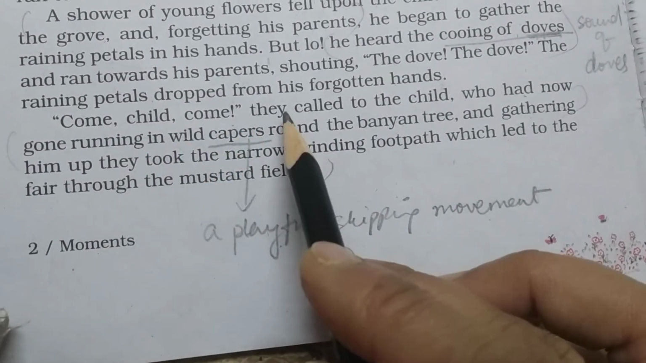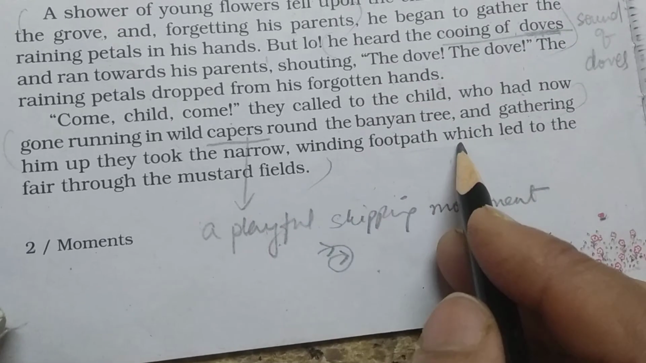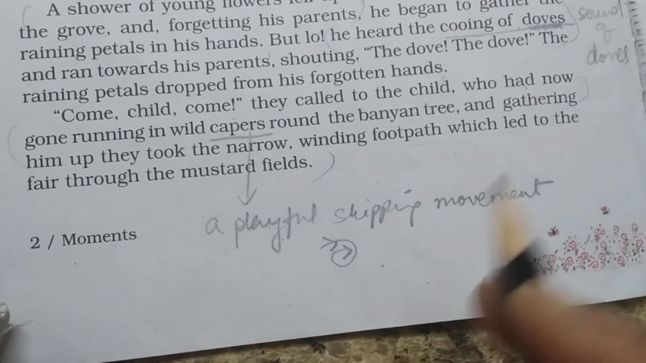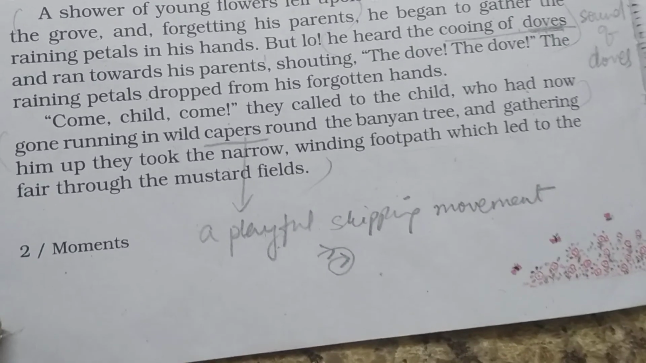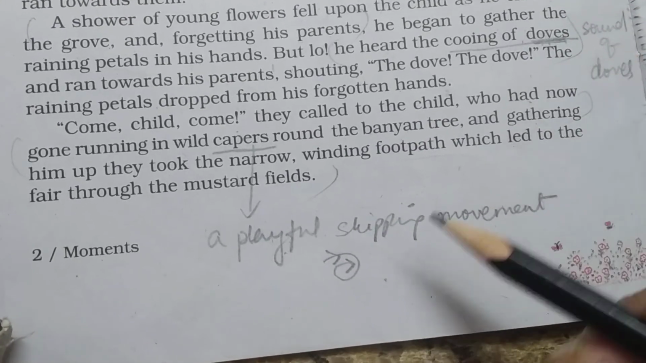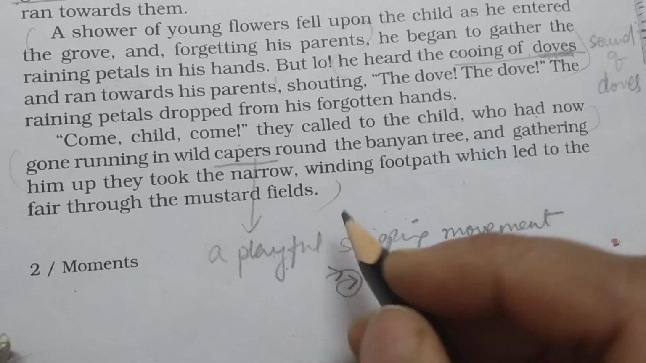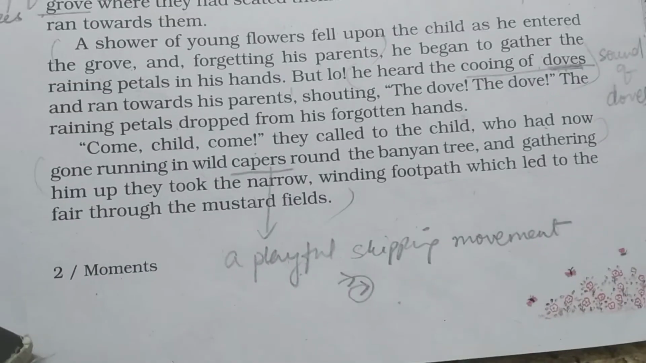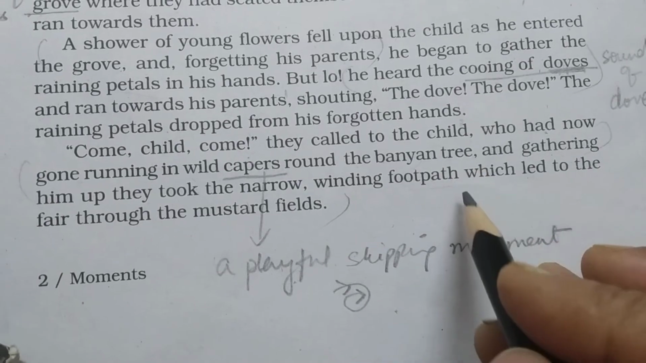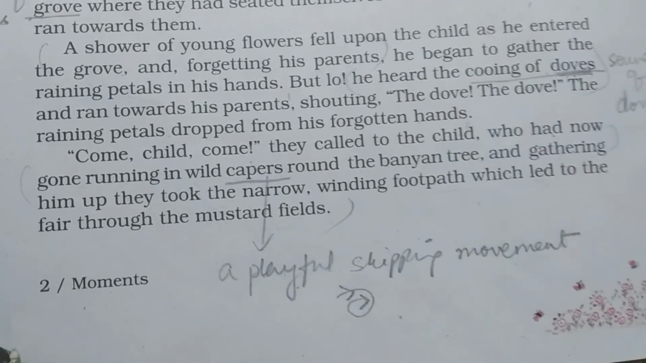So the parents call the child and gather him up to the narrow winding path. Narrow winding path is basically a footpath which is not concrete. A proper road is not made. You can see these footpaths if you are walking through the fields. There is a path on the ground which is used for walking from one place to another place. So no proper road is made. That is the narrow winding footpath, and that path runs through the mustard field. So here we see that the child is caught by the attention of that banyan tree, and the parents are calling. So he catches up with them and he starts moving through the mustard fields.